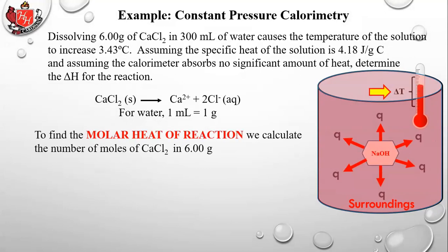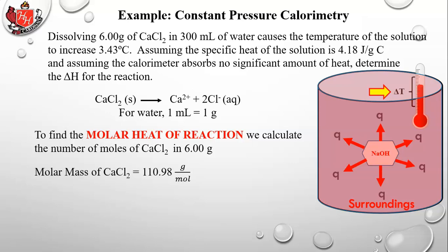So to find the molar heat of reaction, what that means is how much heat energy are you getting for 1 mole of this substance, CaCl2? You calculate the number of moles of CaCl2 in 6 grams. Again, don't include the mass of the water because that's not what's releasing the heat. Only the CaCl2 is releasing the heat. So we just do a molar mass conversion.